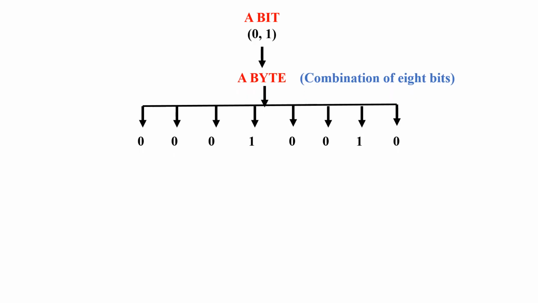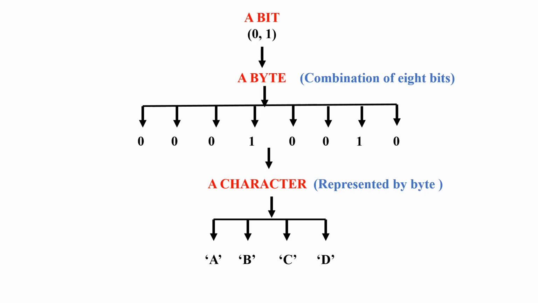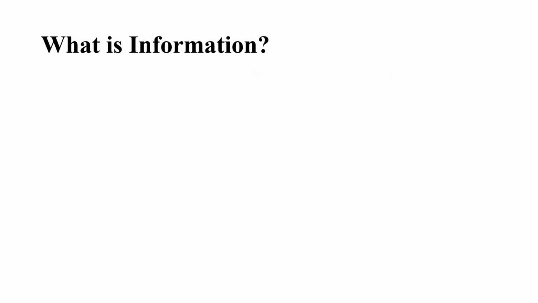There are various methods used to represent data in a computer, but the basic unit of data representation is a bit, binary digit, 0 and 1. A combination of 8 bits becomes a byte, 1 byte. We can see in this image there are 8 bits, 0, 0, 0, 1, 0, 0, 1, 0, which become a byte, and a combination of various bytes becomes a character like A, B, C, D. We can refer to ASCII code also.